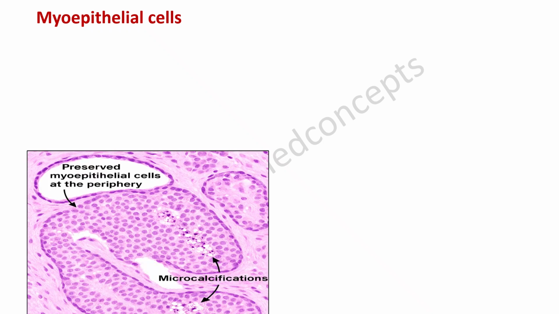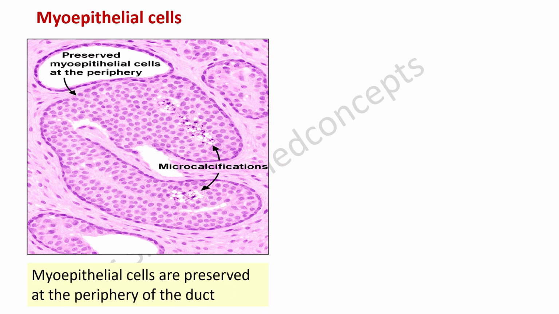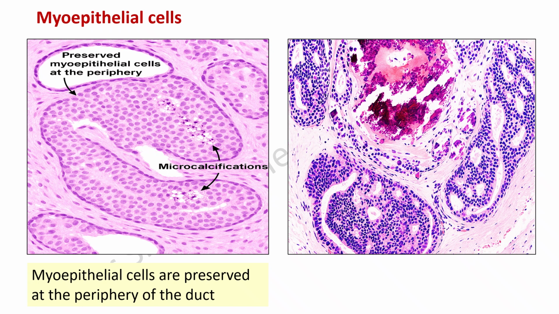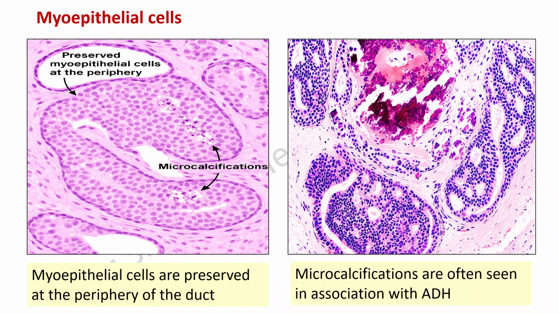Myoepithelial cells are preserved at the periphery of the duct in case of ADH, as we can see here. And occasionally we will see microcalcification in case of atypical ductal hyperplasia, which is another classical feature of ADH.